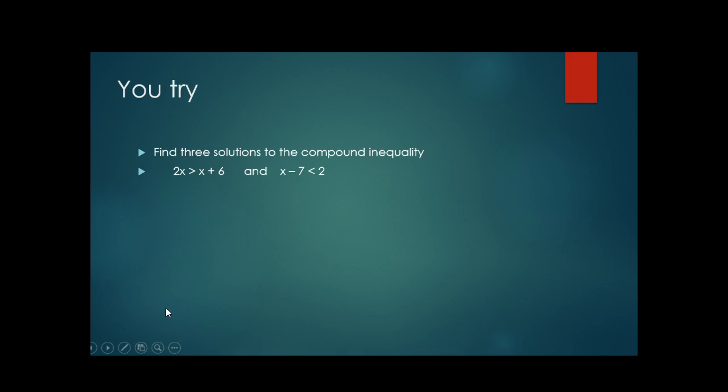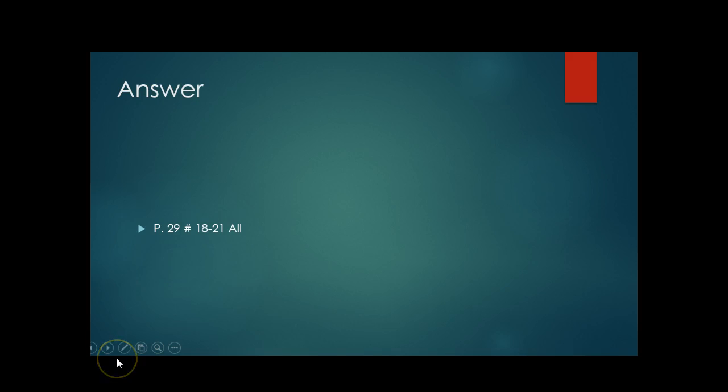So you try. Find 3 solutions to the compound inequality. 2x is greater than x plus 6 and x minus 7 is less than 2. It could be A, negative 6, negative 7, and negative 8 are solutions. B, 6, 7, and 8.5 are solutions. C, 6.4, 7, and 8 are solutions. Or D, 2, 5, and 7 are solutions. For more problems like that, please do page 29, numbers 18 through 21 all.